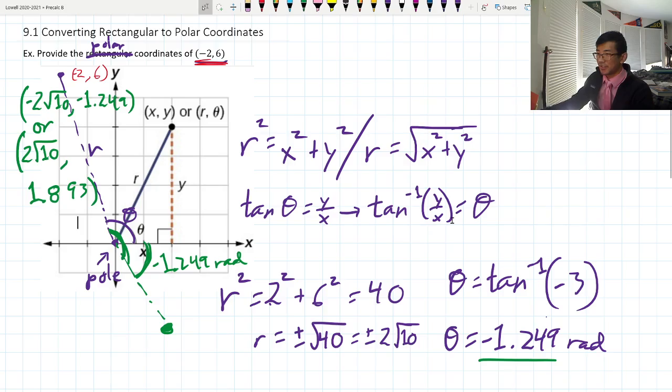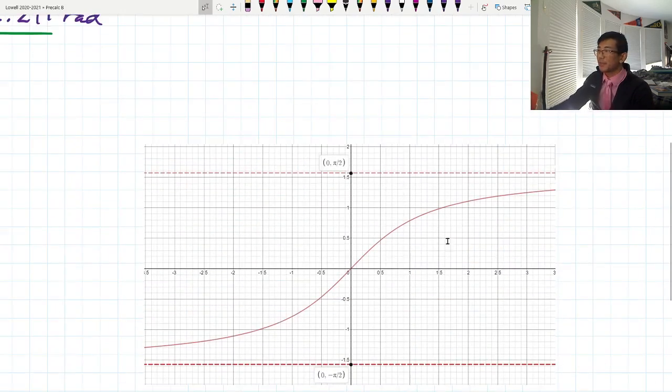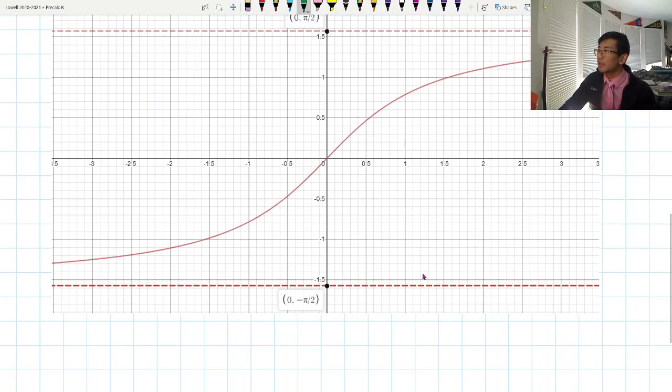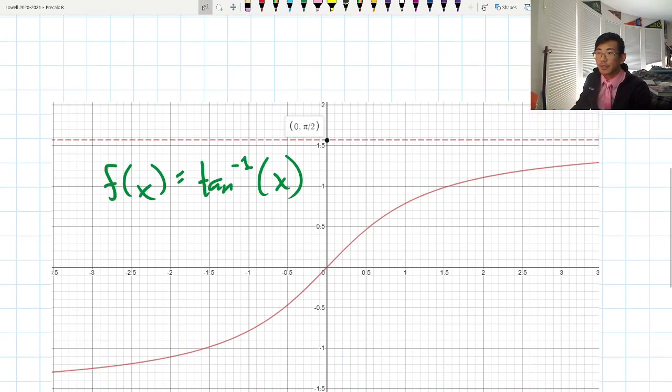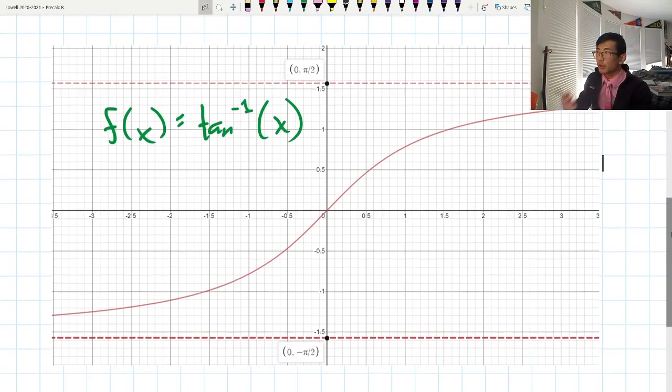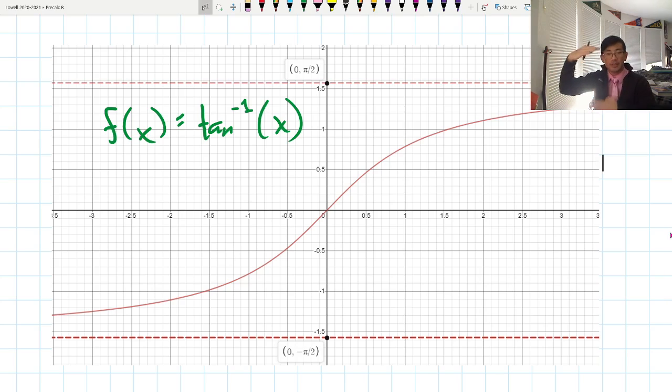And this is where the graph that I pulled up kind of comes from. So this graph right here, this is the graph of f of, I'll just call it x, f of x equals inverse tangent of x. So again, x is a ratio, and the output of this function is an angle. Okay, and so we talked about this graph before, where its domain is all real numbers, but its range is between positive and negative pi over 2, non-inclusive.